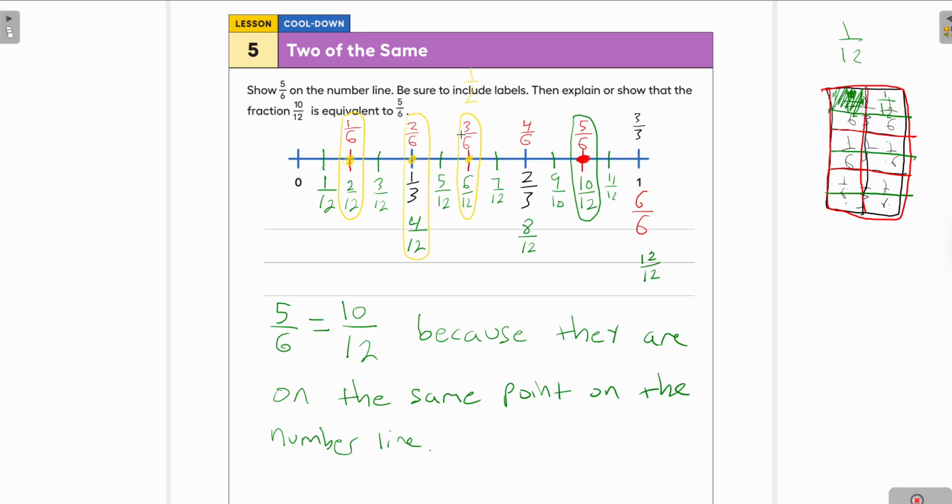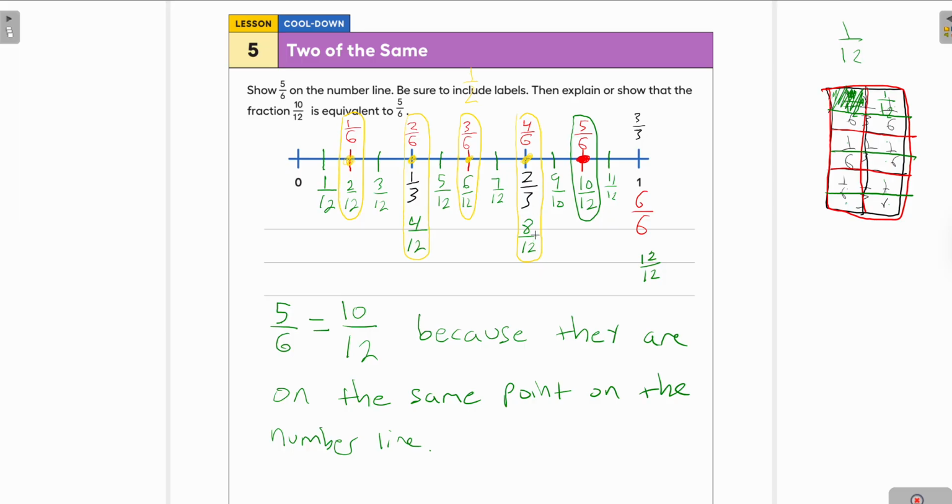And I hope you were able to find this one also. We have 4 out of 6, 2/3, and 8/12. These are all on the same point on the number line, that means that they are equivalent fractions. Okay? So 4/6 equals 2/3. It's also equal to 8/12.